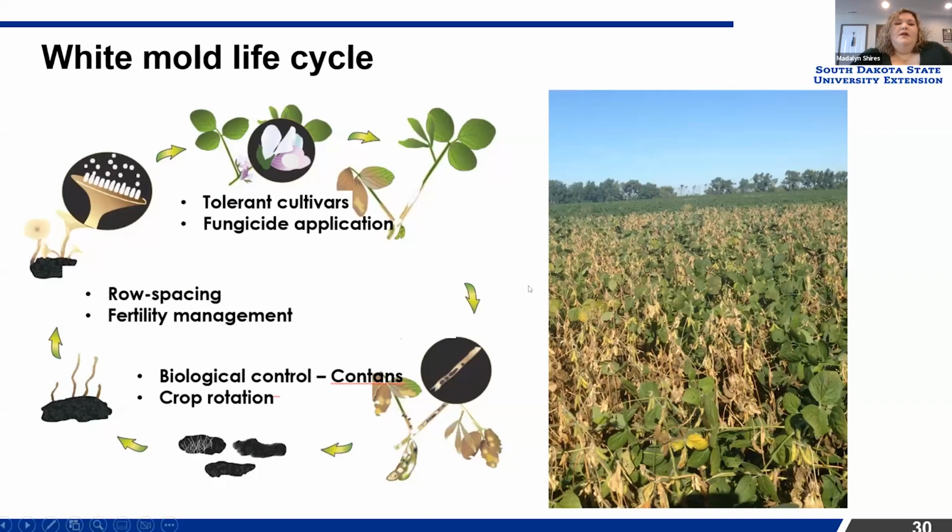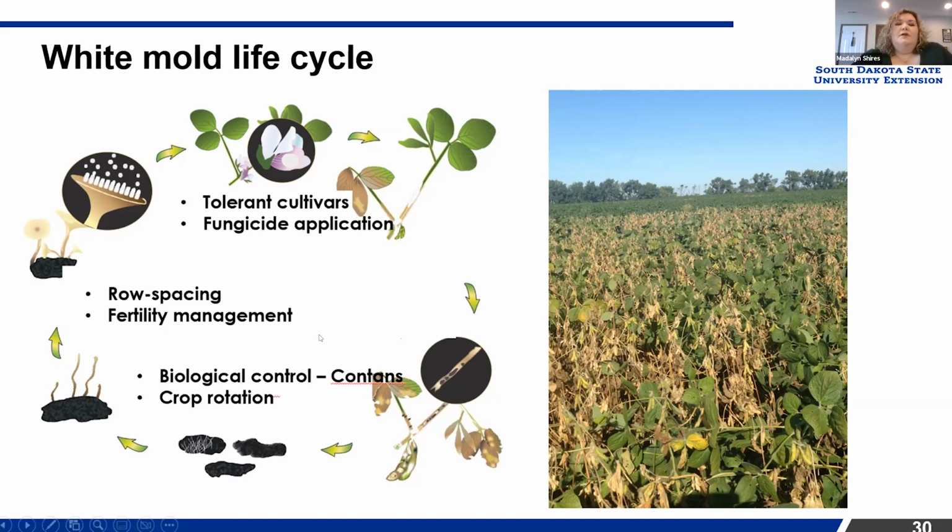This is the life cycle. Again, like so many of our others, it starts in the soil, and then it is able to start reproducing once it finds a plant to grow on, and it causes infection because it blocks the vascular system in that plant stem. And you can see here, this is a real world example. This is a very advanced infection, and the plants are declining quickly, and our yield is greatly affected.